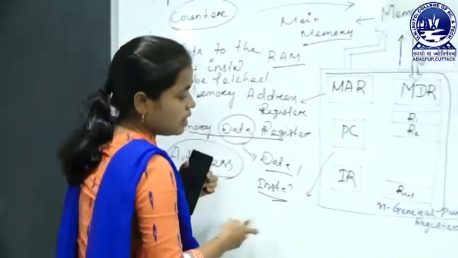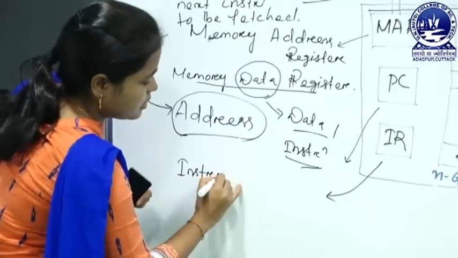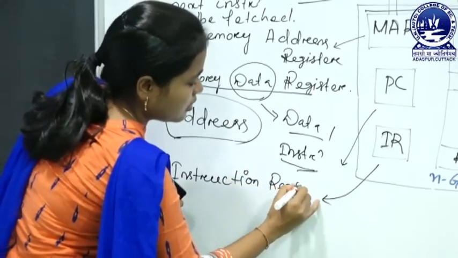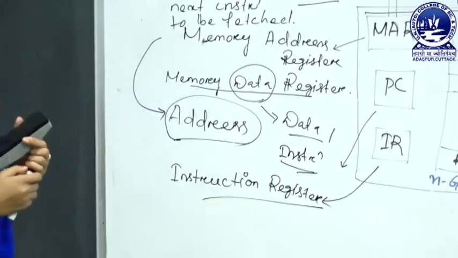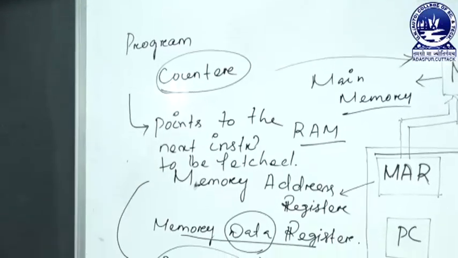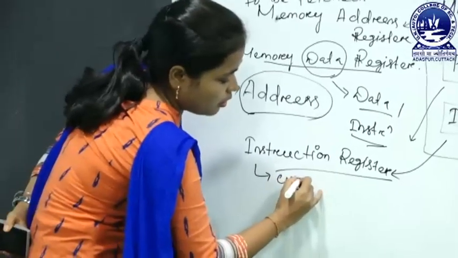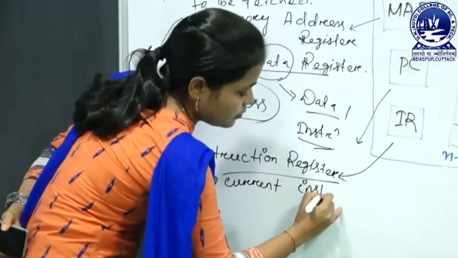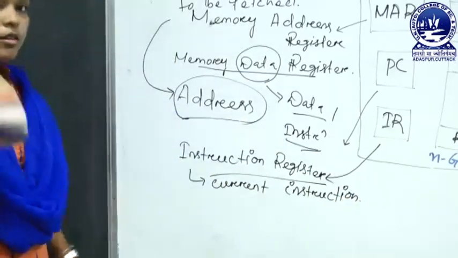And the next one is the IR. IR stands for instruction register. The instruction register will store the current instruction. The PC stores the next instruction to be executed or fetched, but the instruction register points to the current, or currently executed, instruction.